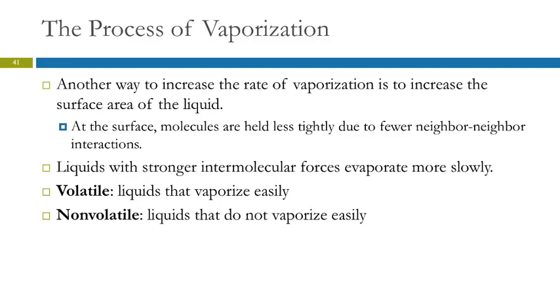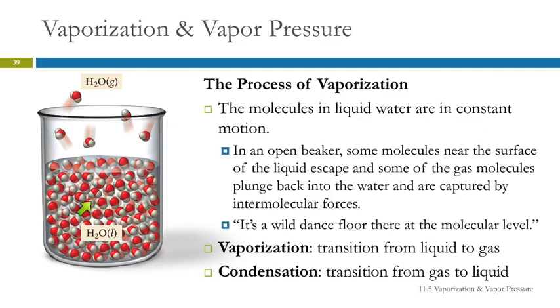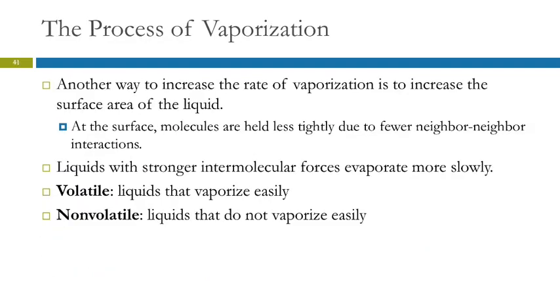So another way you can increase the rate of vaporization is to increase the surface area of the liquid, because only molecules that head towards the surface can possibly escape. Right? If we go back to this beaker, if you've got molecules headed towards the side of the beaker, they can't escape, they can't vaporize. It has to be towards the surface. If you increase the surface area, now you have a lot more molecules that are headed towards the surface, and so they can escape.